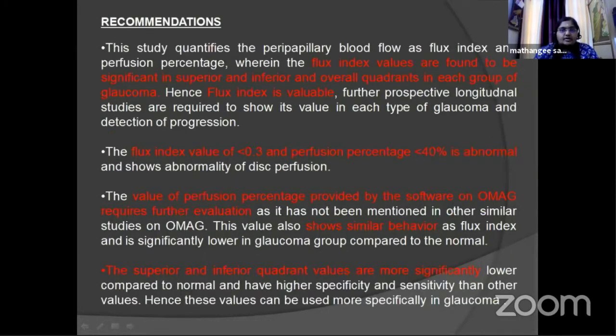So the conclusion according to my study is that the flux index values are found to be significantly lower in superior, inferior, and overall quadrants in each group of glaucoma. And so the flux index value is important. A flux index value of less than 0.3 and perfusion percentage of less than 40% is abnormal. The value of perfusion percentage provided by the software requires further evaluation, and the value also shows similar behavior to flux index. The superior inferior quadrant values correspond more significantly to the glaucoma defect.